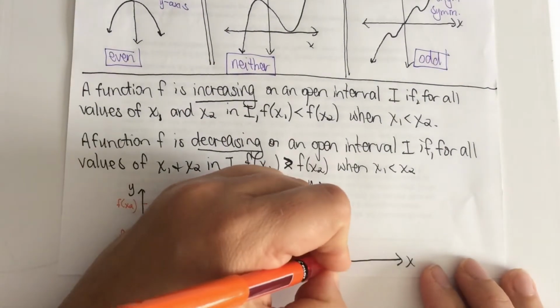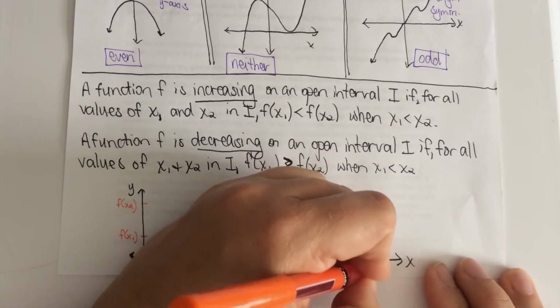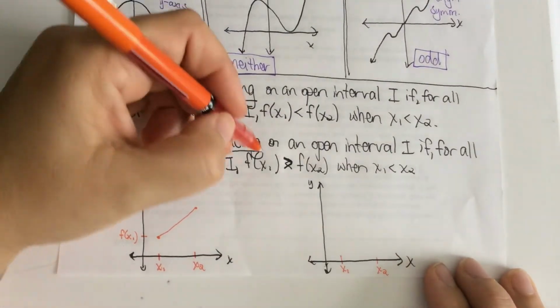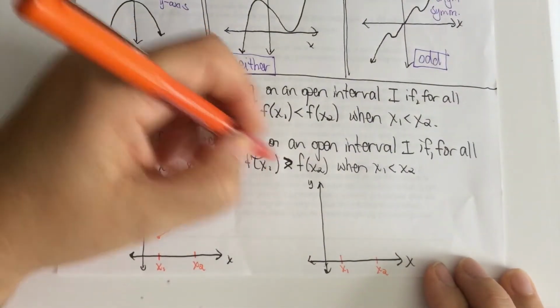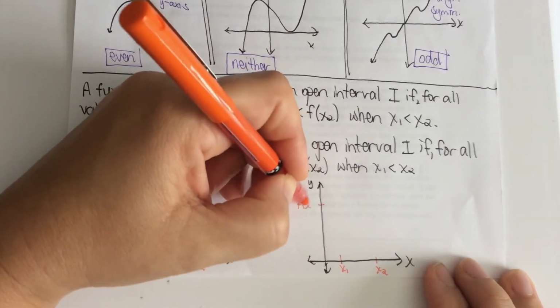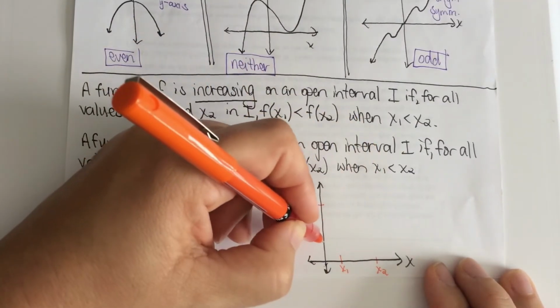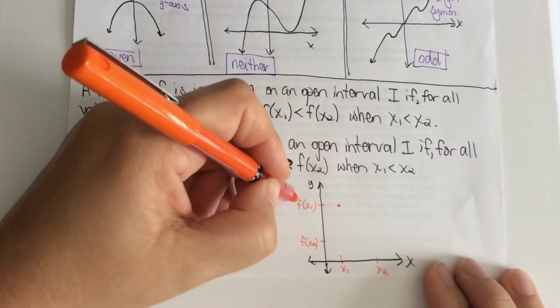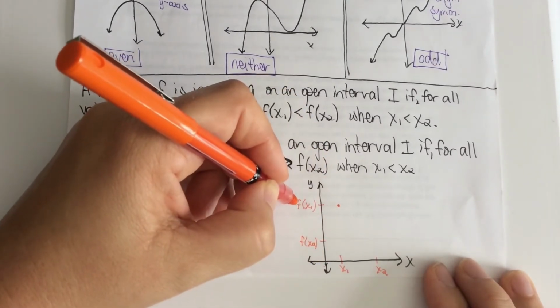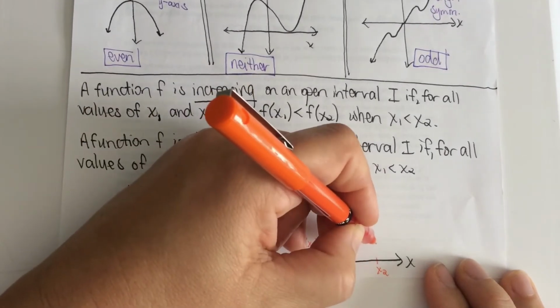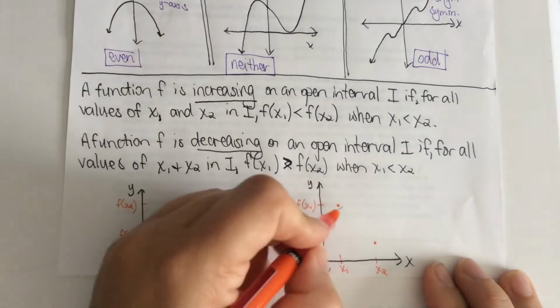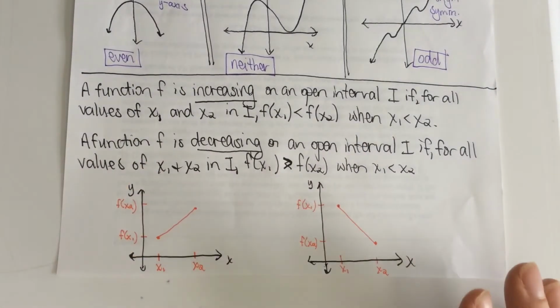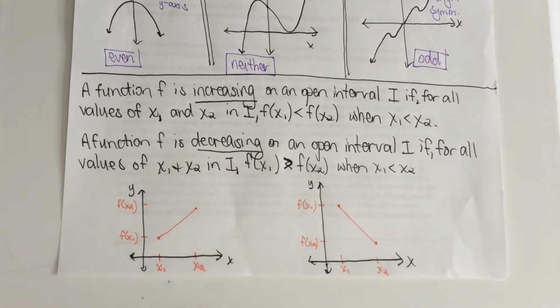So again, we have x1 and x2 in order. Now this is saying the y value for x1 is larger than the y value for x2. So x1 comma f of x1, that's one point. And x2 comma f of x2, that's another point. And if I connect those dots, of course, I have a decreasing function.